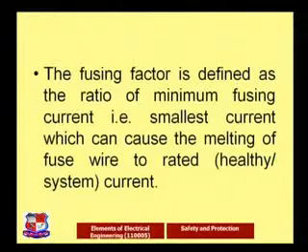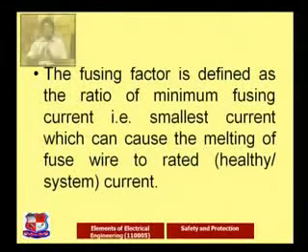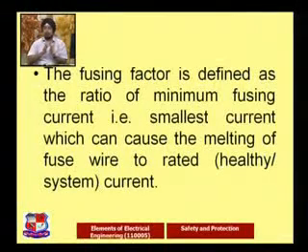So it has to work properly in the normal condition, but when abnormal conditions occur, it has to start working for the protection side, it has to start the opening side. For doing the same, the fusing factor is going to be the important one. Now fusing factor means simply the factor which is related with the fuse operation.